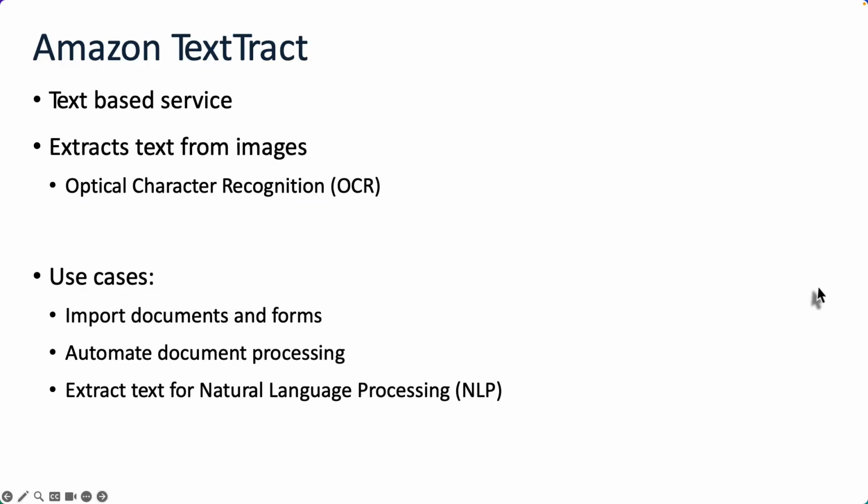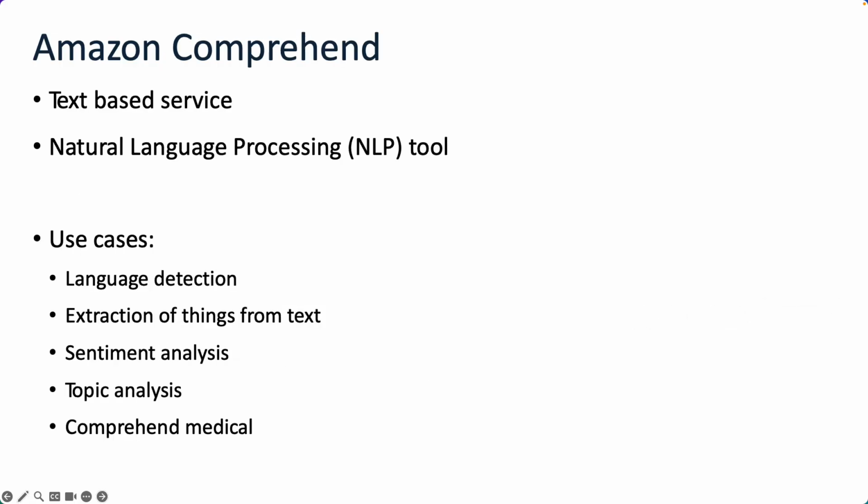Amazon Textract and Amazon Comprehend are both text-based services powered by machine learning, and you can use these services through an API. Amazon Textract extracts text from images and is an example of optical character recognition, or OCR, and it grabs the meaning out of documents and can work with both printed characters and handwriting. Make sure you understand use cases for Textract too. Amazon Comprehend is a natural language processing tool. The use cases are language detection and extraction of things from text, such as key phrases, places, people, events, brands, and so on.